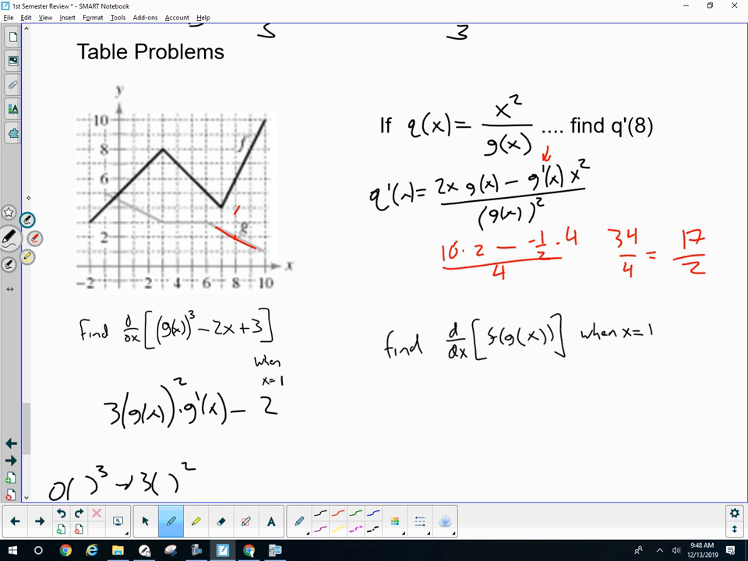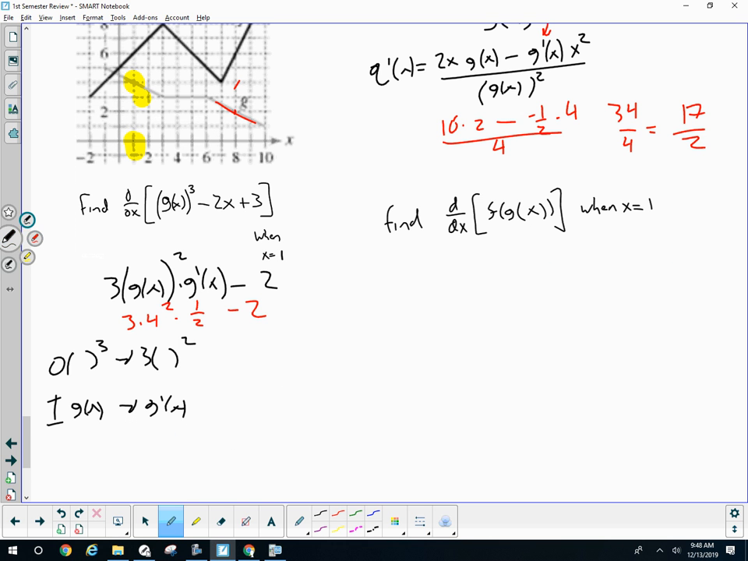If I plugged in 1, let's look at 1. G of 1 is 2, 3, 4. G prime of 1 is also -1/2. So this is 4 squared times 3. I'm not going to worry about doing the value. Times 1/2 minus 2.